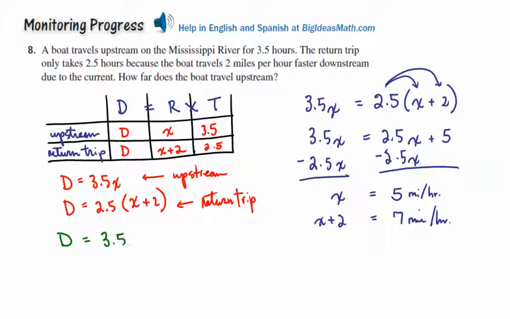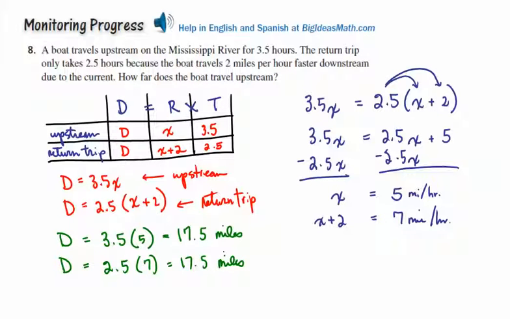So distance is 3.5 times x, and that should give us 17.5 miles. We'll check the other equation just to make sure that was correct. So we have 2.5 times 7, and 2 times 7 is 14. Half of 7 is 3.5, so we also get 17.5 miles coming back.